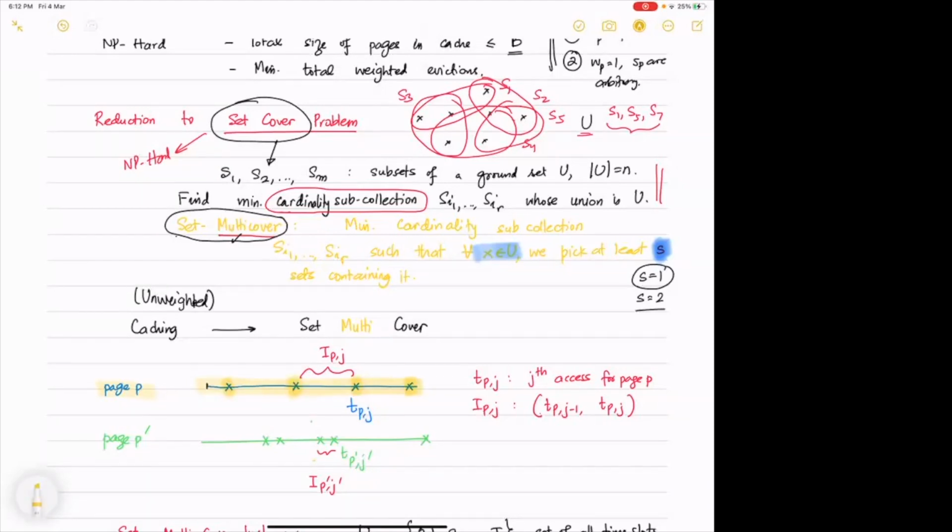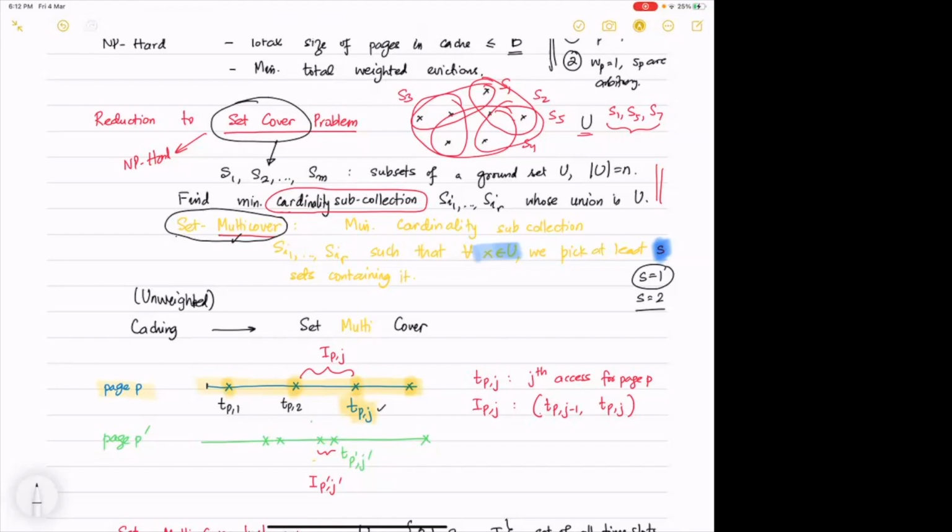Let me have a notation. Let me call TPJ the time at which the page P is accessed for the jth time. In particular, this will be TP1, this will be TP2, and so on. So TPJ is just telling you the time at which this page is accessed for the jth time.